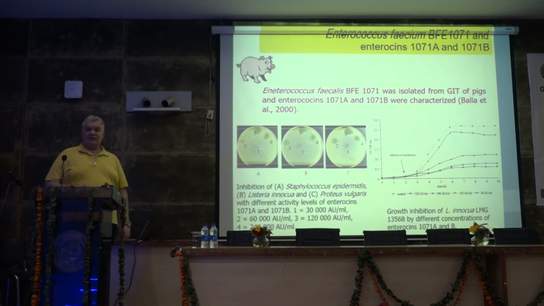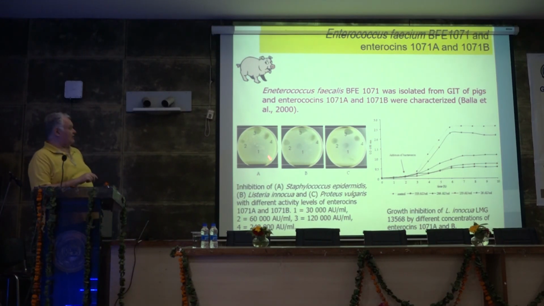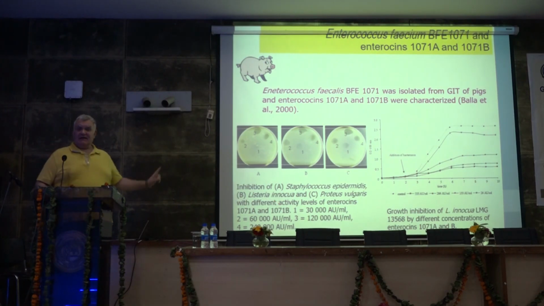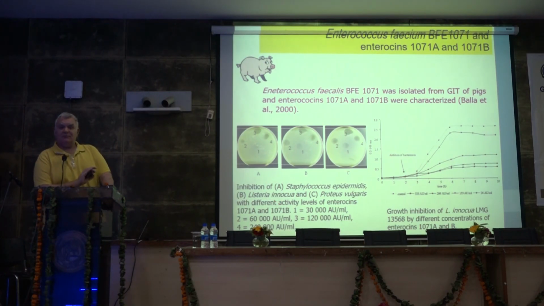But then she showed that they have a good activity against several pathogens: Proteus vulgaris, Staphylococcus epidermidis, Listeria innocua. Now Listeria innocua is a strain that is not a pathogen, but it's a very good model for Listeria monocytogenes. So you can always work with Listeria innocua, and you can transfer your results to Listeria monocytogenes very easily because they interact in the same way.